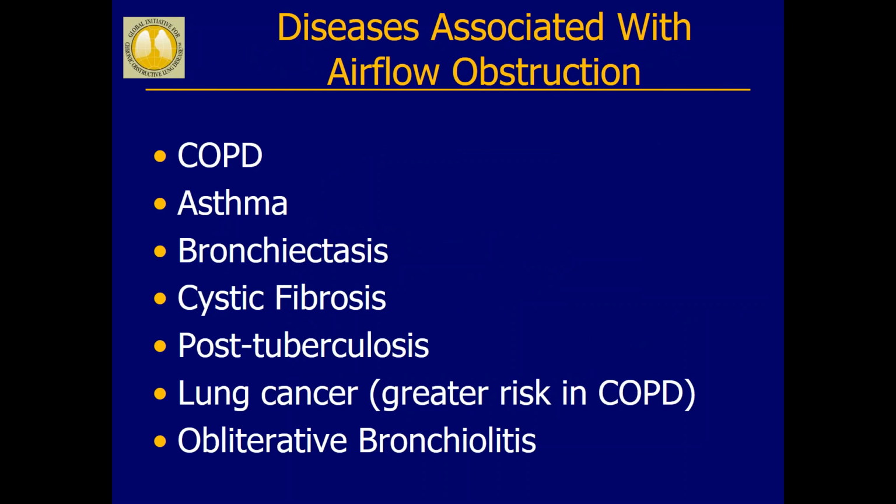There are different diseases that can have airflow obstruction: COPD, asthma, bronchiectasis, cystic fibrosis. You can have it after TB or a bad pneumonia, lung cancer, which carries a greater risk of COPD, and certain other inflammatory lung diseases, one called obliterative bronchiolitis.